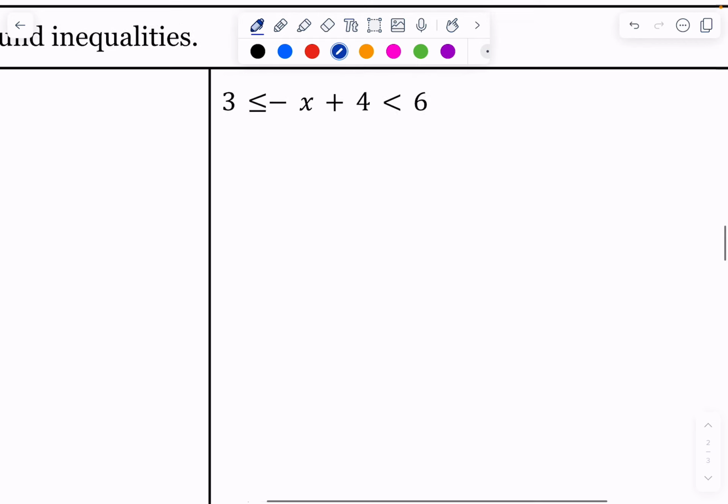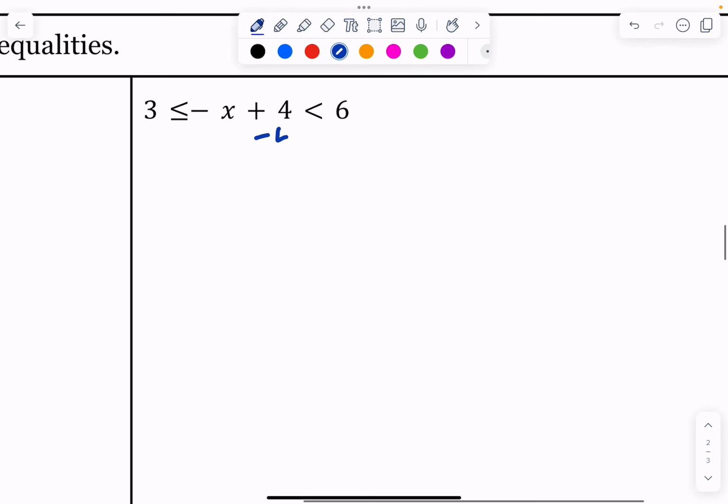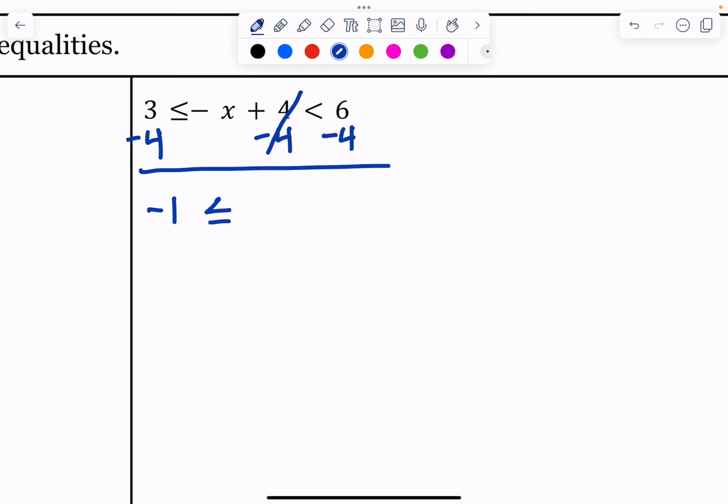I think we understand. All right, the next one, we're going to subtract 4 on both sides, and we're going to have -1 is less than or equal to -x less than 2. We need to get rid of this negative, so we're going to divide by -1. And when we divide by -1, that flips our inequalities.